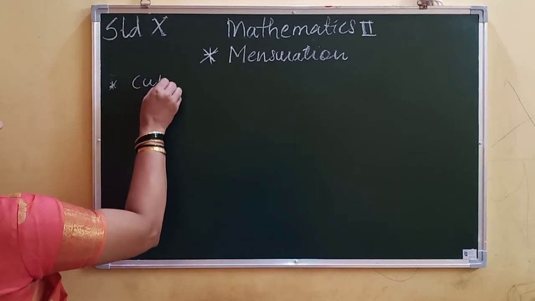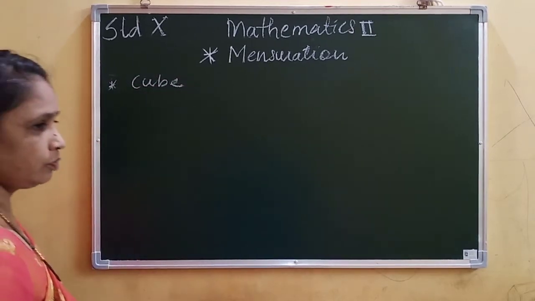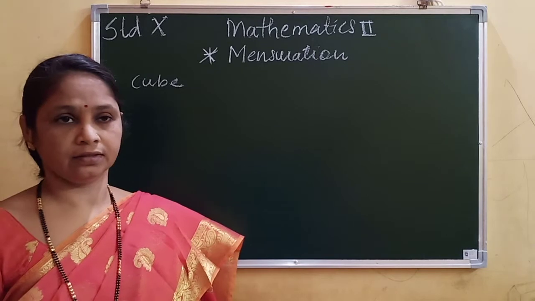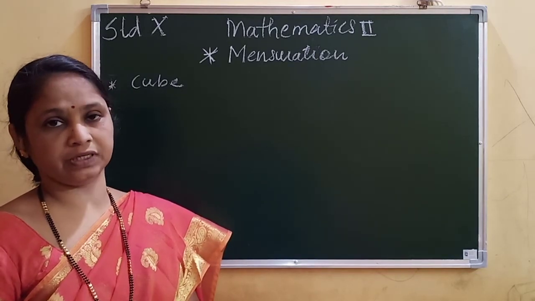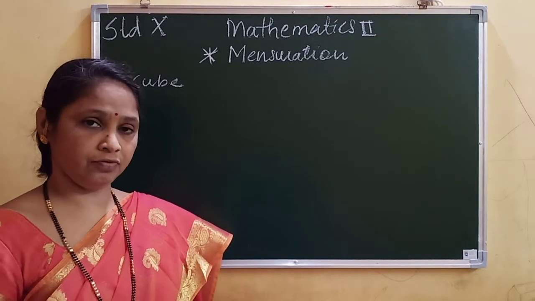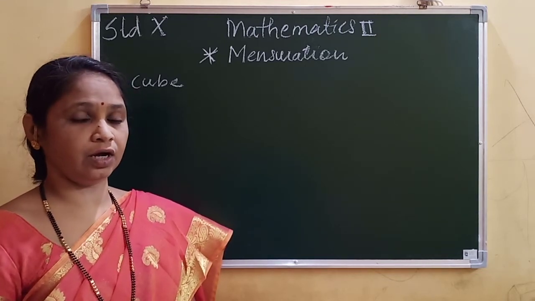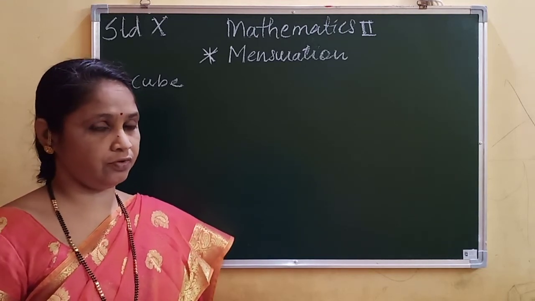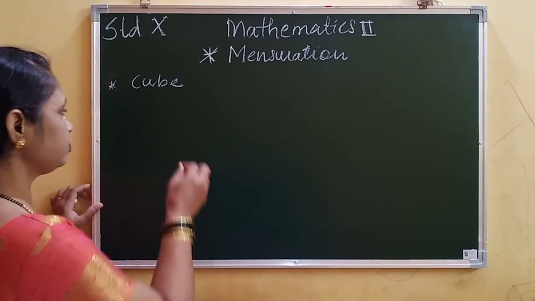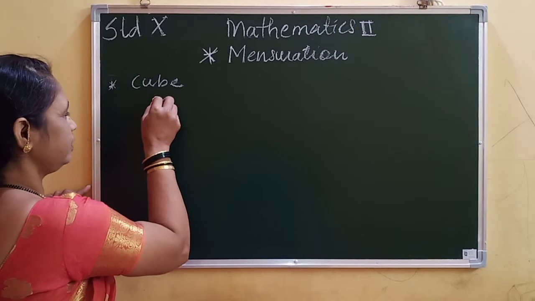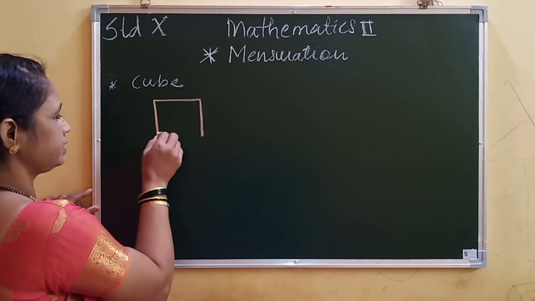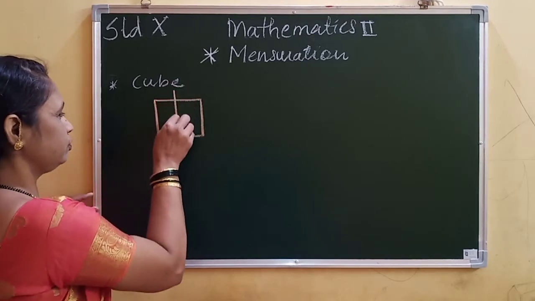Cube, cuboid, cylinder, cone, sphere and hemisphere. These are three-dimensional figures. Now we will see how to derive the formulas of these figures. Now, cube. Cube means all its sides are equal.